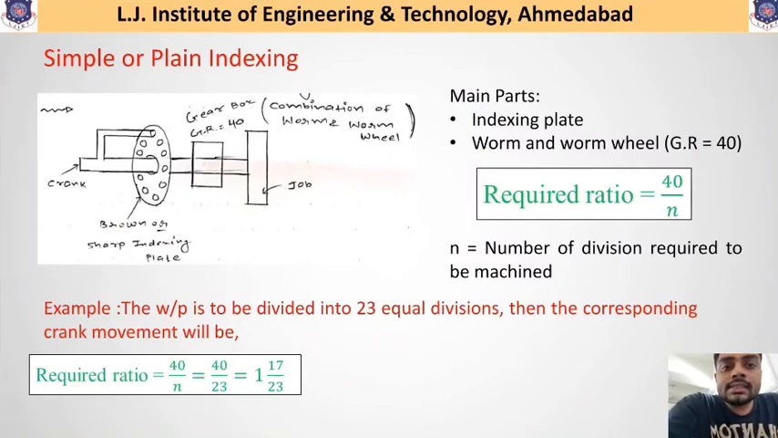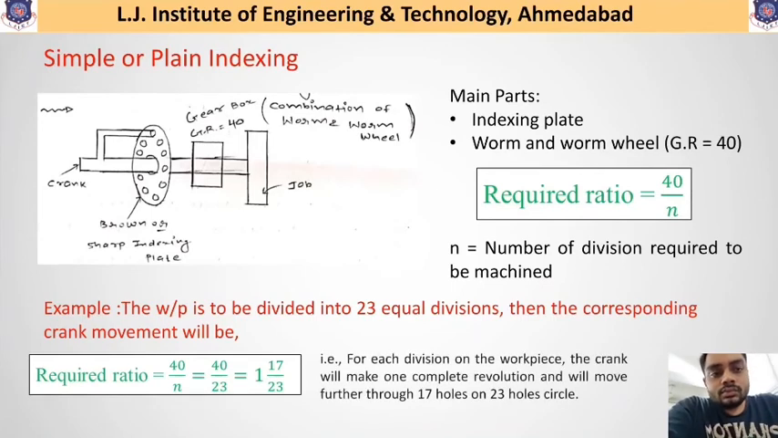So this gives the result that to generate 23 equal divisions on the workpiece, for one division, one complete revolution needs to be given to the crank, and after giving one complete revolution, 17 holes need to be moved on the 23 holes indexing plate. So for this particular example, for each division on the workpiece, the crank will make one complete revolution and will move further through 17 holes on the 23 holes circle. So this is the one movement that is required.